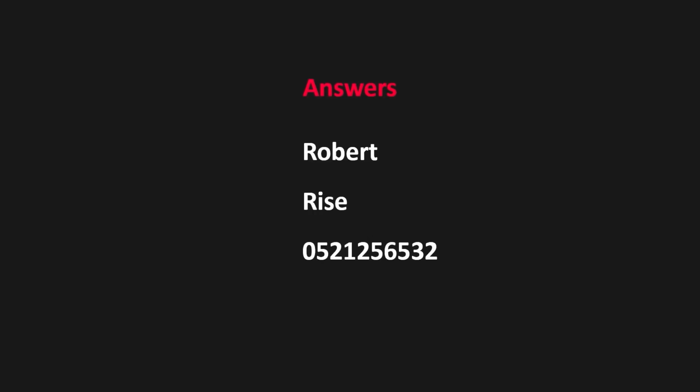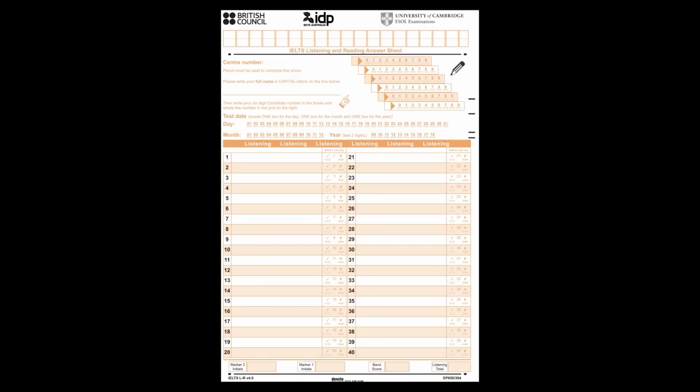Now let me show you the answer sheet in listening. Once you finish the 40 questions after all the audios are played, and you write the answers in the question sheet, you have to copy the answers from the question sheet to the answer sheet. And this is how the answer sheet looks. Above you will have personal information, and below you have to write the answers from 1 to 40. Okay, wonderful.